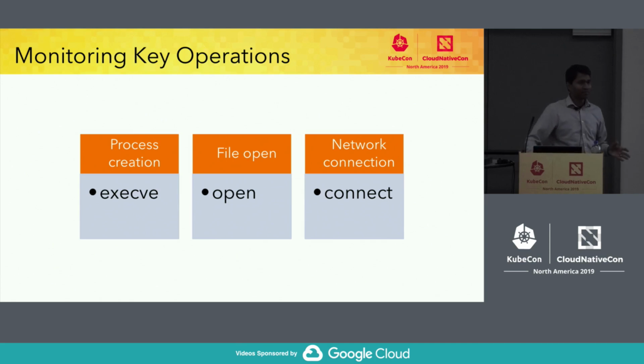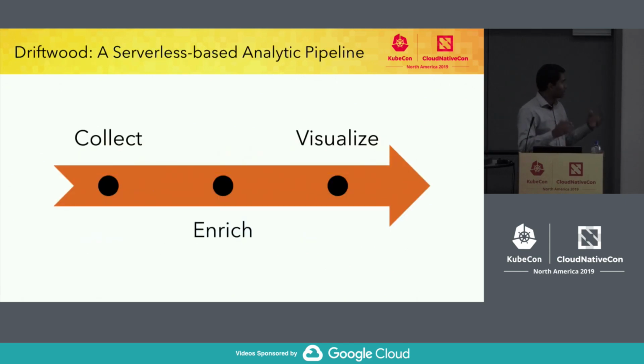So now we have Falco generating the data. Data is coming in at a very high volume. I will show you some numbers. So the next step is where Driftwood comes into the picture. Driftwood's job is to collect the data that is being generated by Falco and enrich it further, because that was one of our requirements, to have more context associated with the data. Then it visualizes it, creating plots, graphs, and charts.